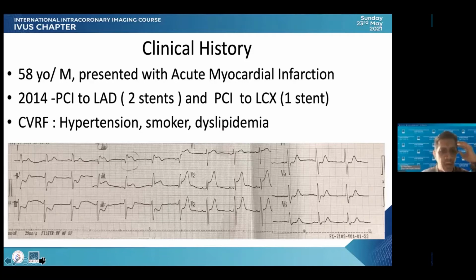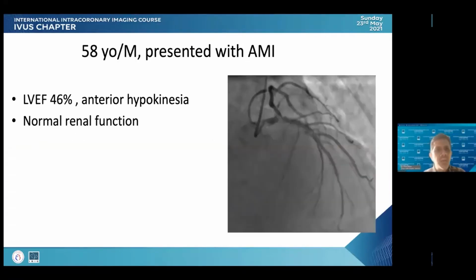You can appreciate here the ECG showed ST depressions in the inferior leads and ST elevation in aVR, and then there is ST elevation as well in aVL. So this is really a very serious acute MI. LVEF was 46% with anterior hypokinesia, normal renal function.